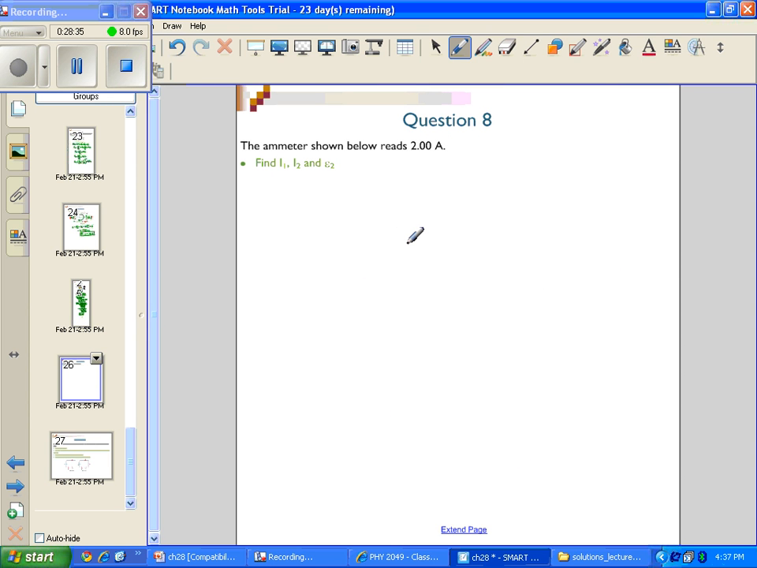Here, the diagram didn't show, it came out corrupted, so I'm going to go ahead and just draw it for you. Question 8 says the ammeter below reads 2 amps. Find I1, I2, and the EMF 2. So this is what the diagram should look like.